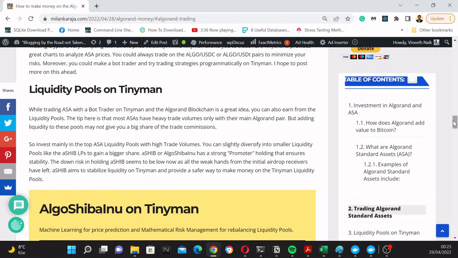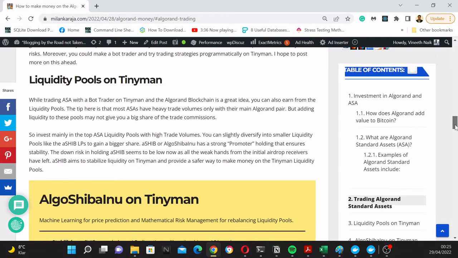You could keep pushing and exploring, and you'll definitely keep finding new products on the Algorand blockchain getting released every month. And here's another option to make money on the Algorand blockchain. You could put money in the liquidity pools on a decentralized exchange called Tinyman that's built on the Algorand blockchain. The idea here is you provide liquidity for this decentralized exchange.